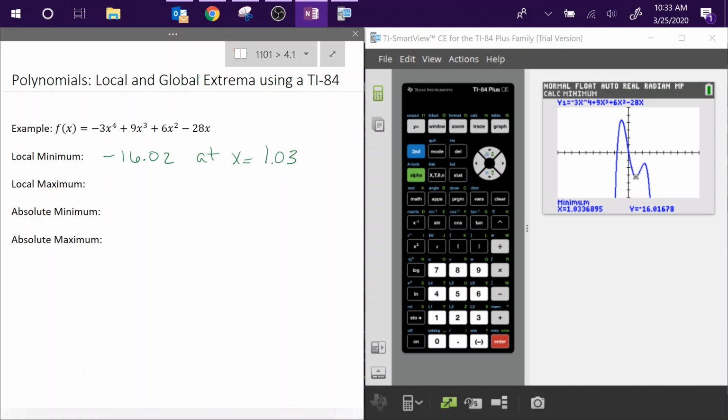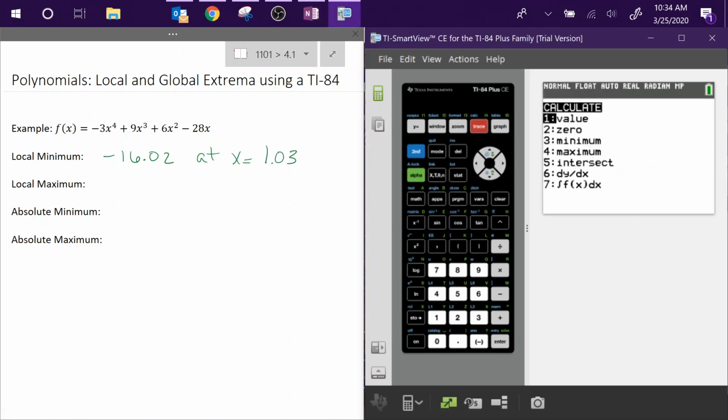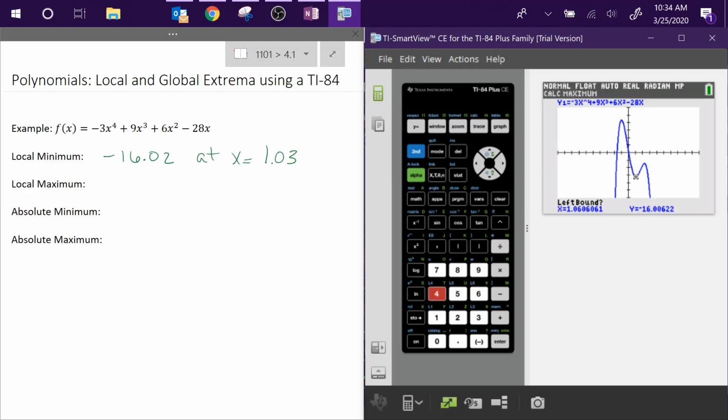Now let's look at our local maximums. These are going to be anywhere that there is a peak in our graph. So it looks like that happens in 2 different places. So let's go again to second trace, and we'll go down to number 4 for maximum. Again, it's going to pop up and ask us for a left bound and then a right bound. So let's put our left bound first and hit enter. And then we'll move to the right of our peak and hit enter. And then we'll move back in between those 2 arrows for a guess.